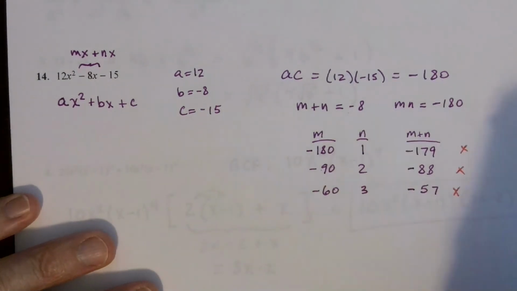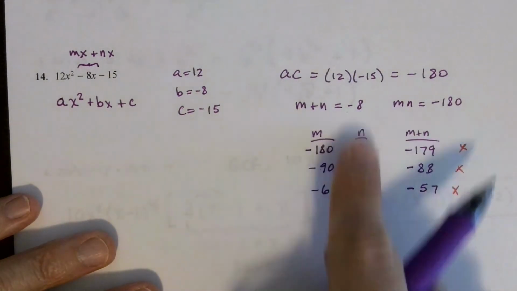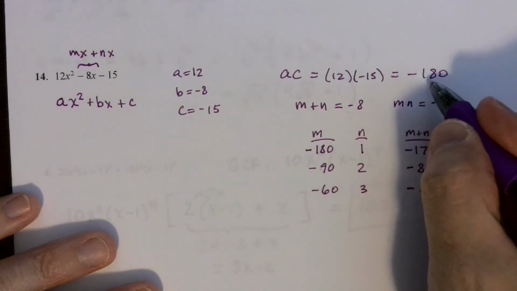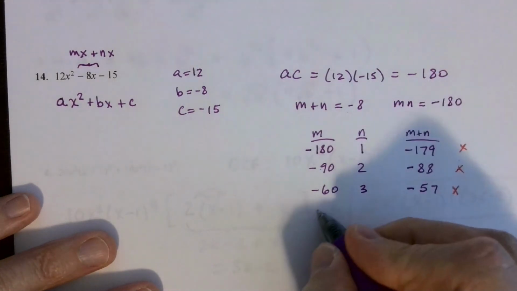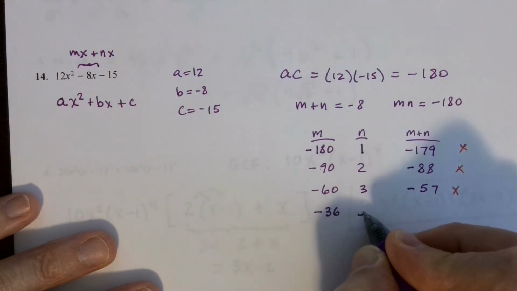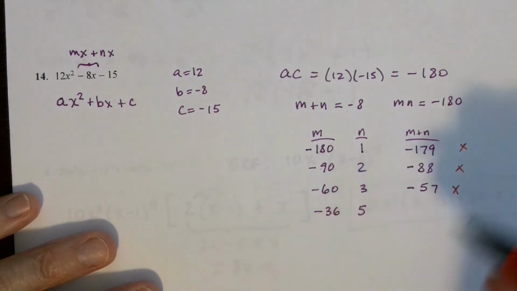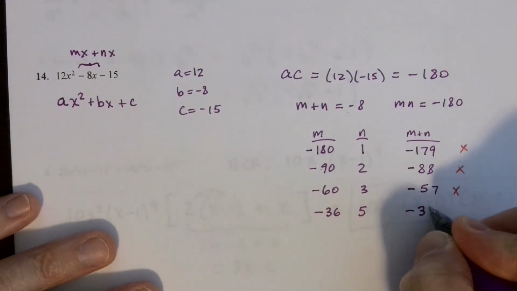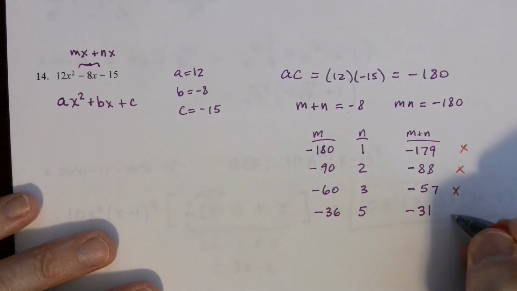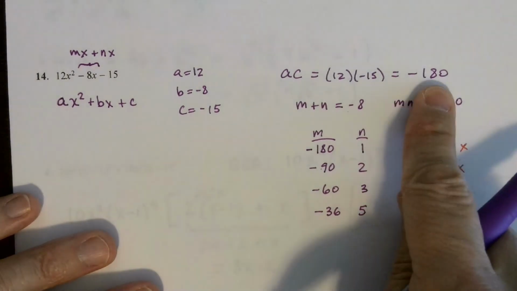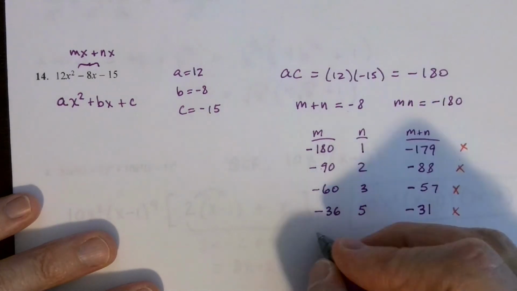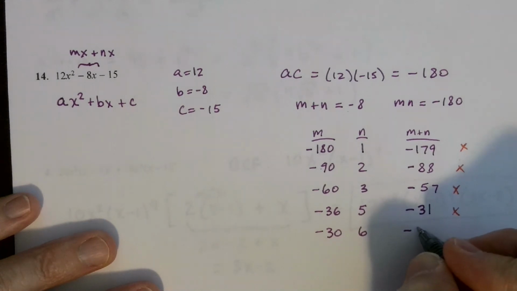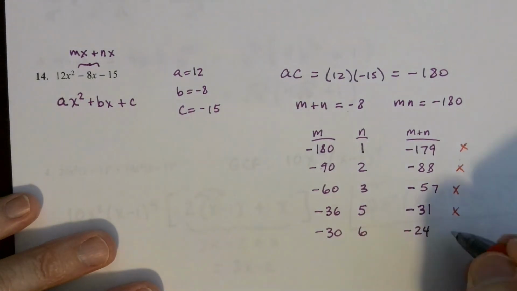So you kind of get the drift. We've got to keep going until we get to a sum that's -8. I'm just going to go ahead and list all the other ones. 4 does not divide into 180 evenly, but 5 does. It goes 36 times. All right, but -36 plus 5 is -31, and that is not -8. Does 6 go into 180? Yes, 30 times. -30 times 6. If I add those, I get -24. That is not -8.